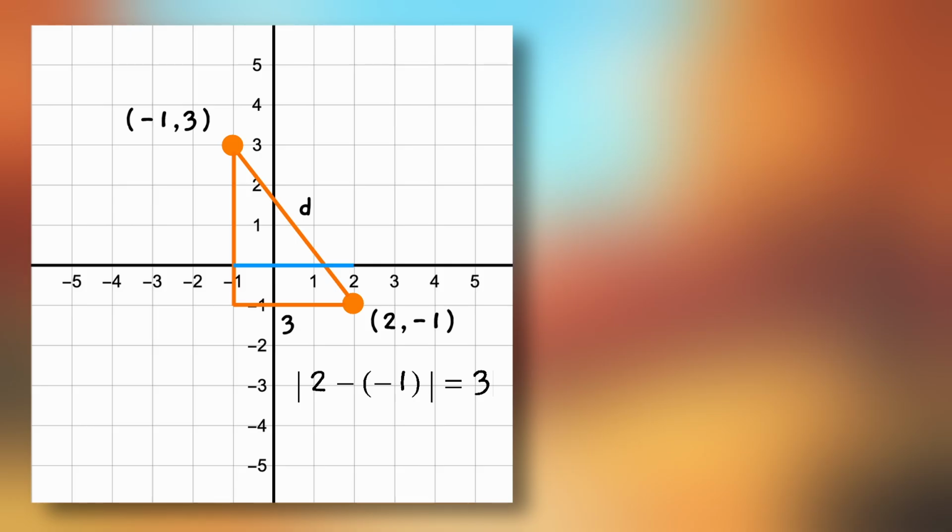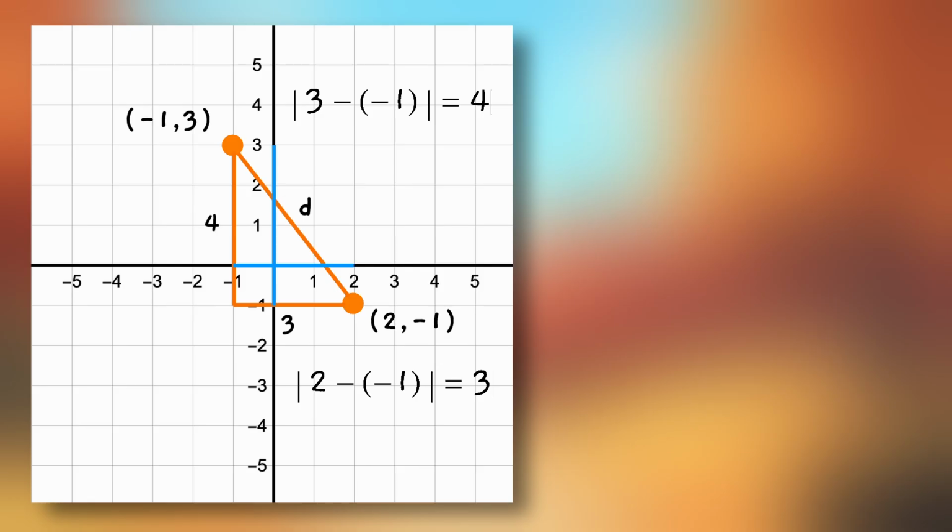Now let's find the length of this second leg of the triangle. The length of this leg is the length of this part of the y-axis, which is just the difference between the y-coordinates of the 2 points. This coordinate up here is 3, and this coordinate down here is -1. So to find the distance between those, we take the absolute value of 3 minus -1, which is 4.